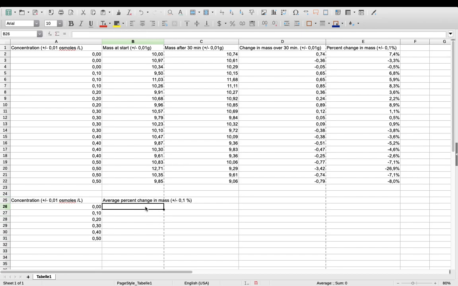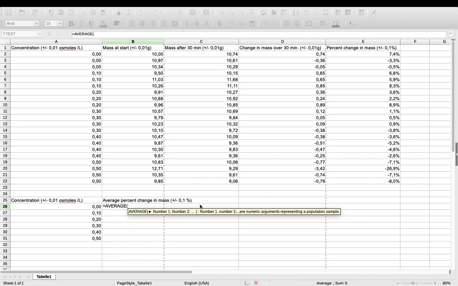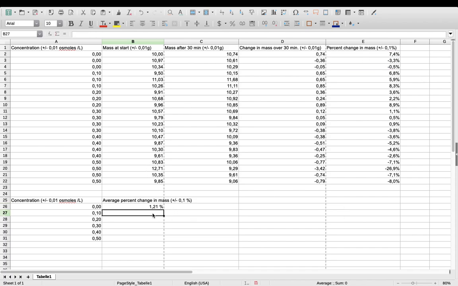Okay, now I need to go ahead and calculate the average. So this is equal to the average. And if you're working on a German computer, you're going to type in the same thing, equals, aber dann Mittelwert, and it should show you this information about what you're expected to put in here. And I'm just going to add the values for 0, these first 3 values. Okay, and do that for each of these.